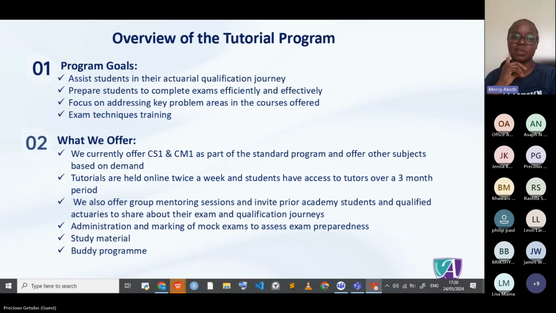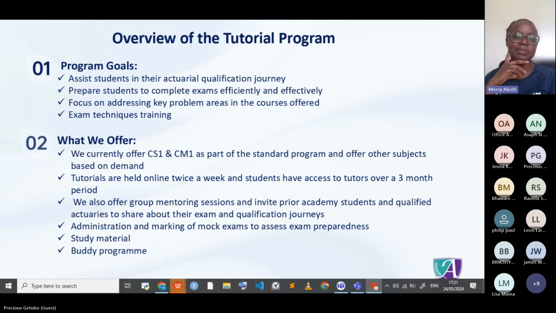In terms of what we offer, currently we offer CS1 and CM1 as part of the standard program. Based on demand, we offer other subjects. So we have, I think, CS2 and SA2. The rest of the subjects are on a demand basis. But as part of our standard program, we offer CS1 and CM1, which are the initial exams that most students would be taking.